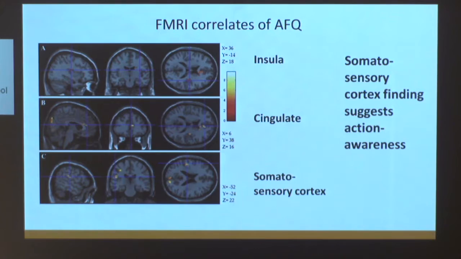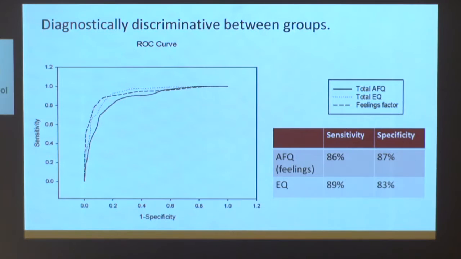And then when we looked at this comparison, this is looking at ROC curves, which are used to measure the value of an instrument in diagnosis. I wouldn't use this instrument for diagnosis as such because it's not asking about the DSM-4 diagnostic criteria, but you may consider using it as a sort of marker of autism. And you find that it has very similar properties to the empathy quotient.